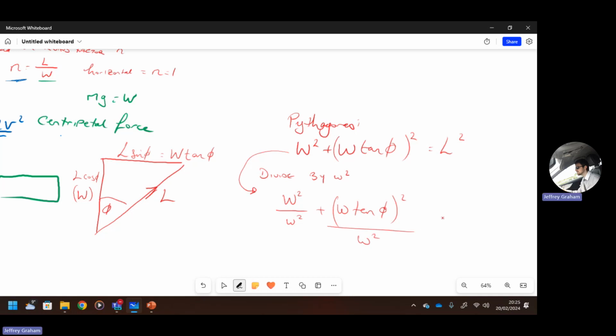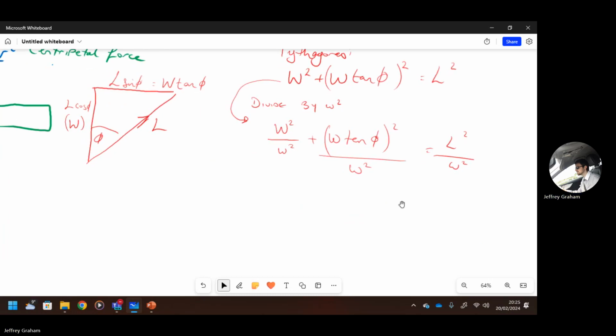W tan phi all squared over weight squared, and the lift squared over the weight squared. Two of these are fairly straightforward to look at. Weight squared divided by weight squared, it's the same number on top as it is on the bottom, so that's going to give you 1. This one over here, it's lift divided by weight. Even though they're both squared, the square term will cancel each other out here. That will give you n.